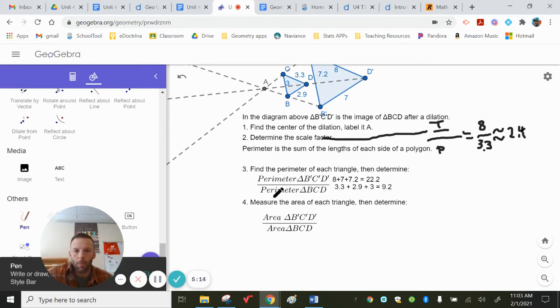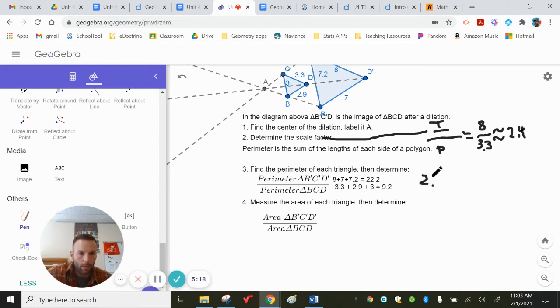Now, if we look at the ratio for the perimeter, the perimeter of the larger triangle is 22.2. Sorry about my writing here, 22.2. So when I divide the perimeter of the bigger triangle by the perimeter of the smaller triangle, I get about the same exact number, 2.4, as what the scale factor was.